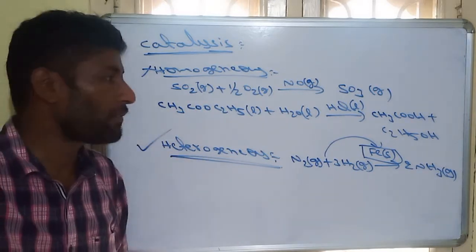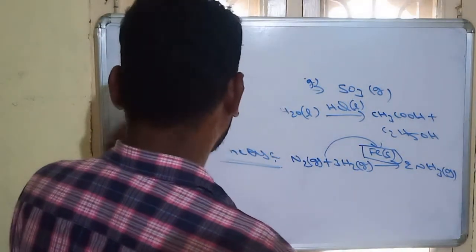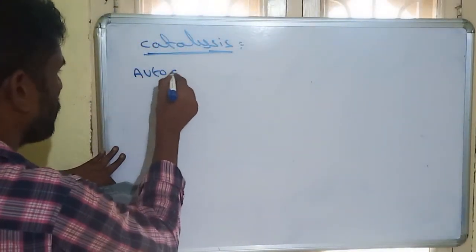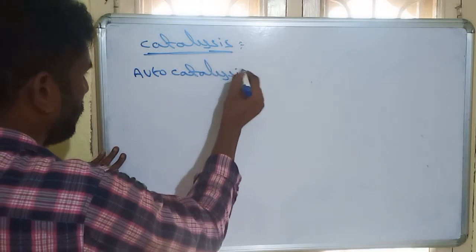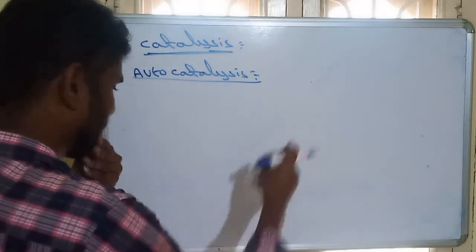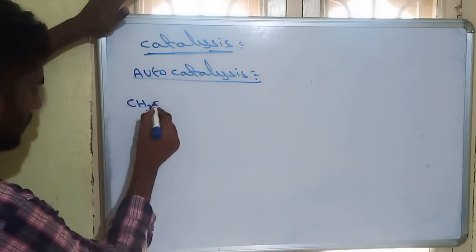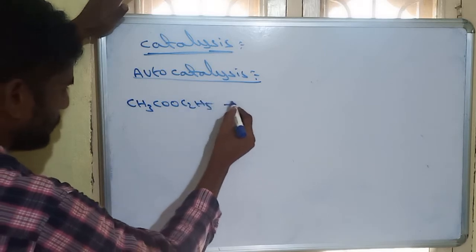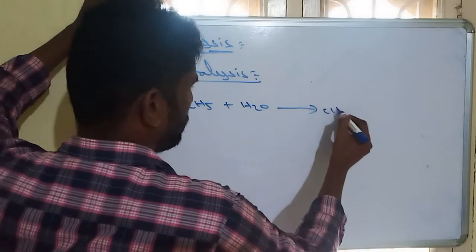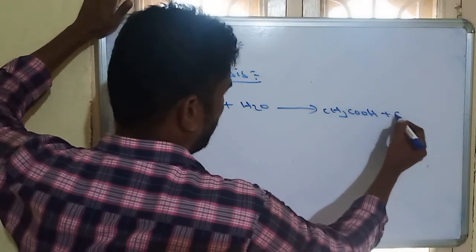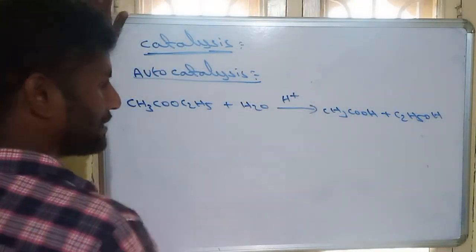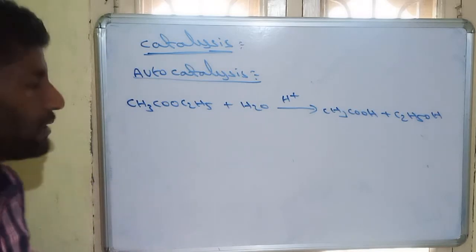Like that, other types of catalysis are also there. Another one is autocatalysis. So what does autocatalysis mean? Taking the same example, hydrolysis of ester CH3COOC2H5 and water produces acid plus alcohol. In this reaction we are actually using an acid as a catalyst, HCl or any other acid.